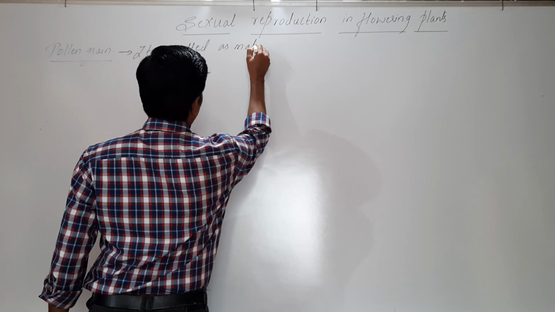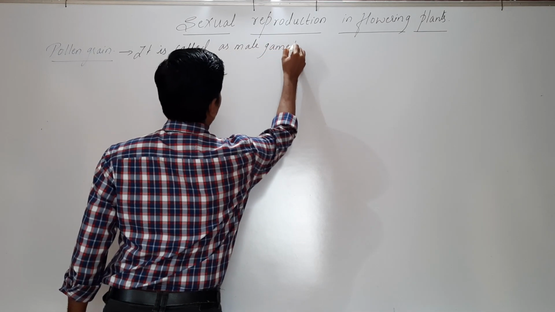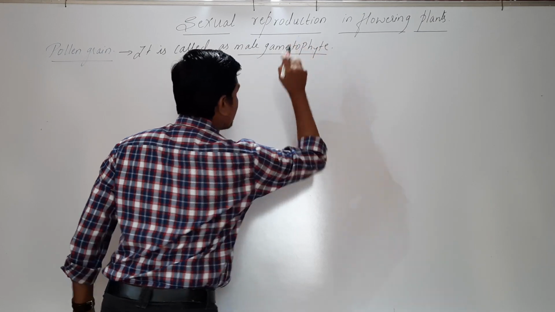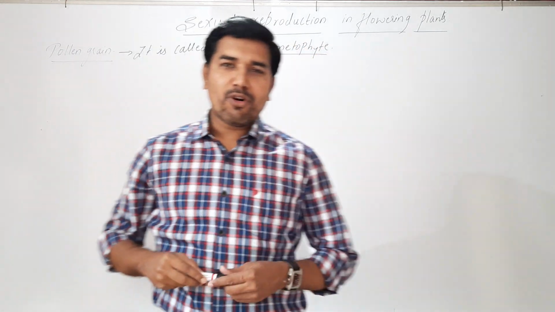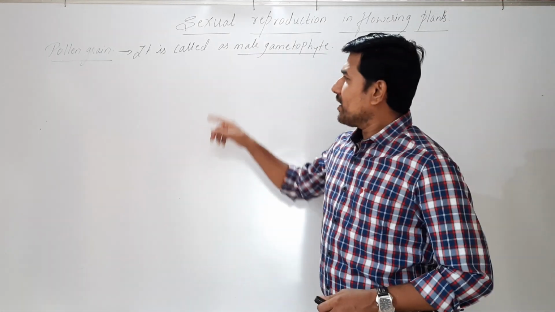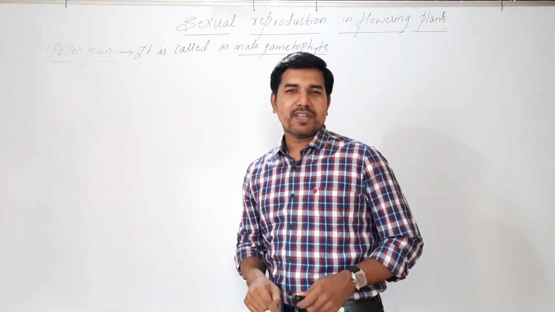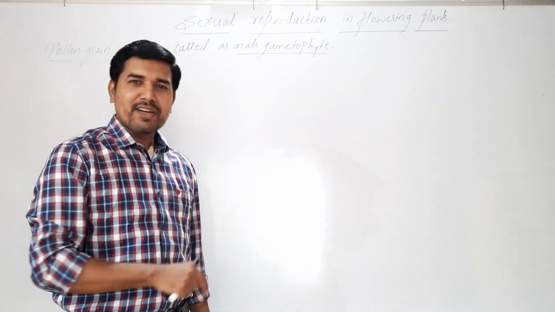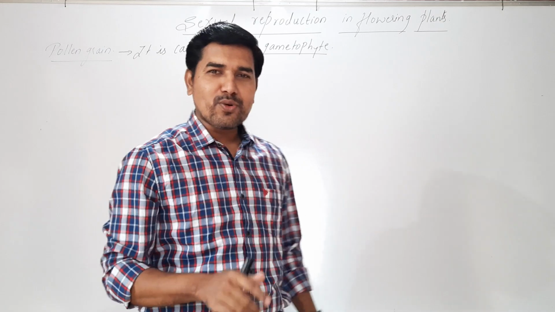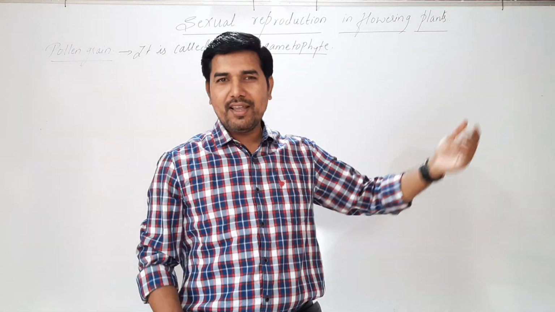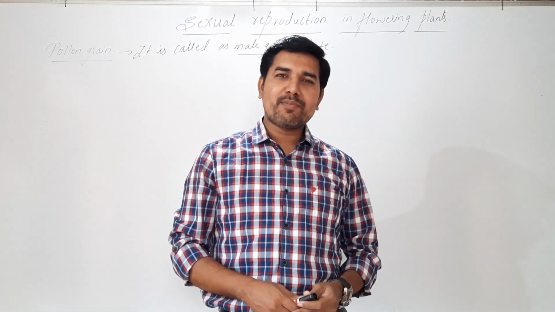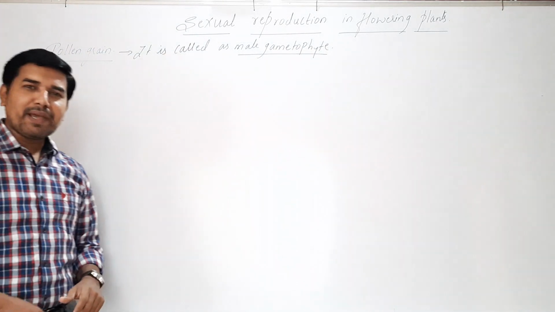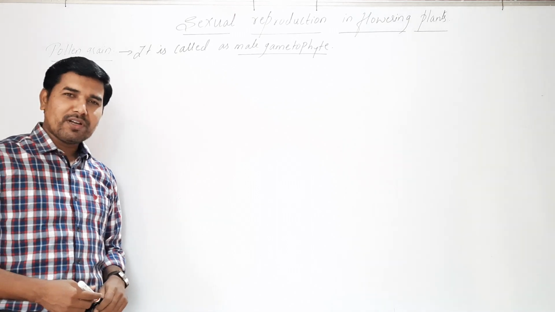Pollen grain is called the male gametophyte. As it forms the male gametophyte, this pollen grain is produced in the anthers. When the pollen grains are matured, they are shed, and finally they reach the stigma, and the process is termed pollination. Now let's look at the structure of the male gametophyte, the pollen grain.